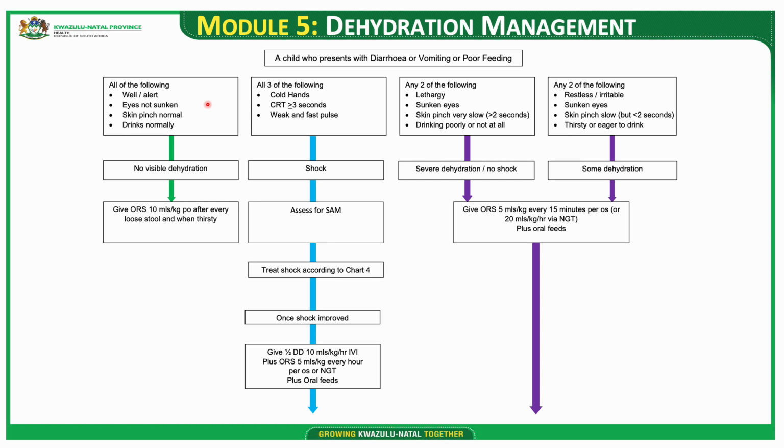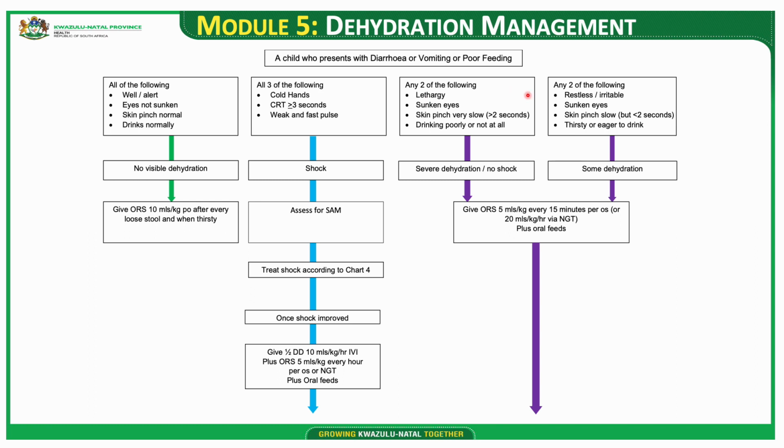If a child has all of the following, they are well or alert on the AVPU scale, their eyes are not sunken, their skin pinch is normal, and they're drinking normally, then we would say they have no visible dehydration. We've already discussed the criteria for shock, but just as a reminder, they need to have all three of the following: cold hands, capillary refill time more than 3 seconds, and a weak and fast pulse.